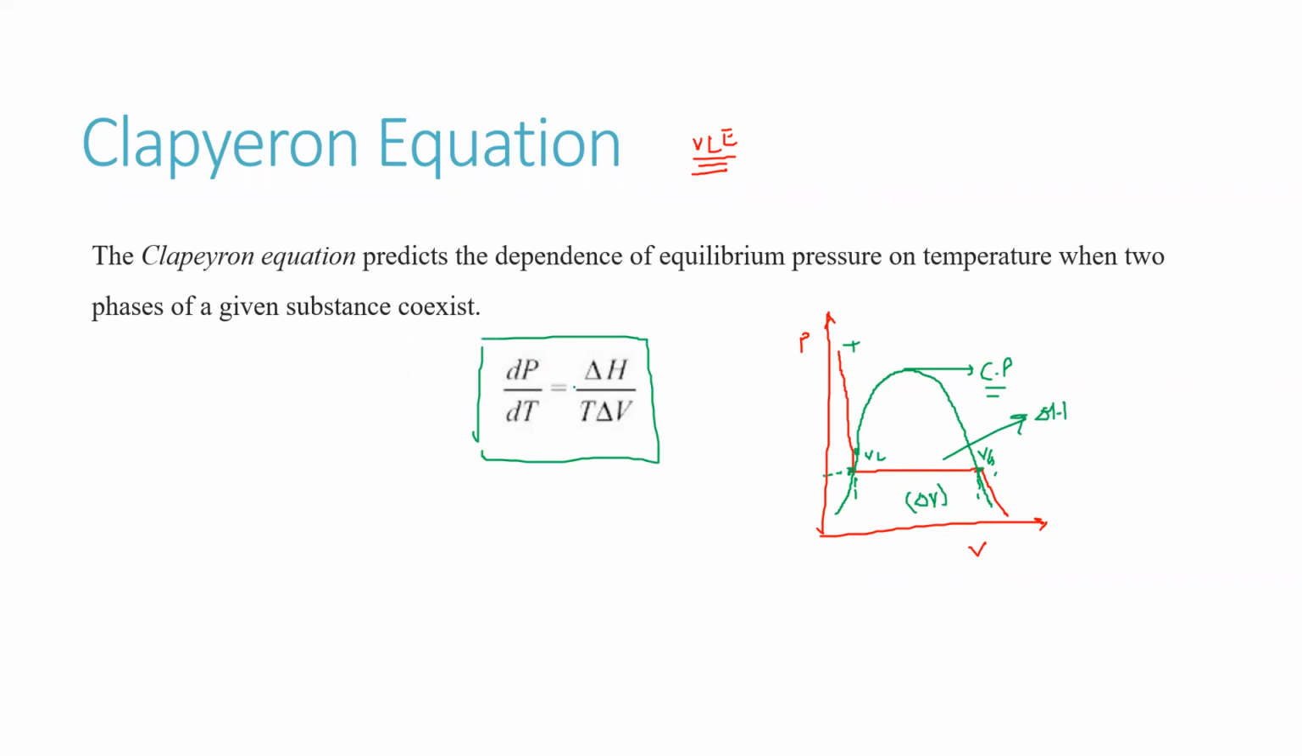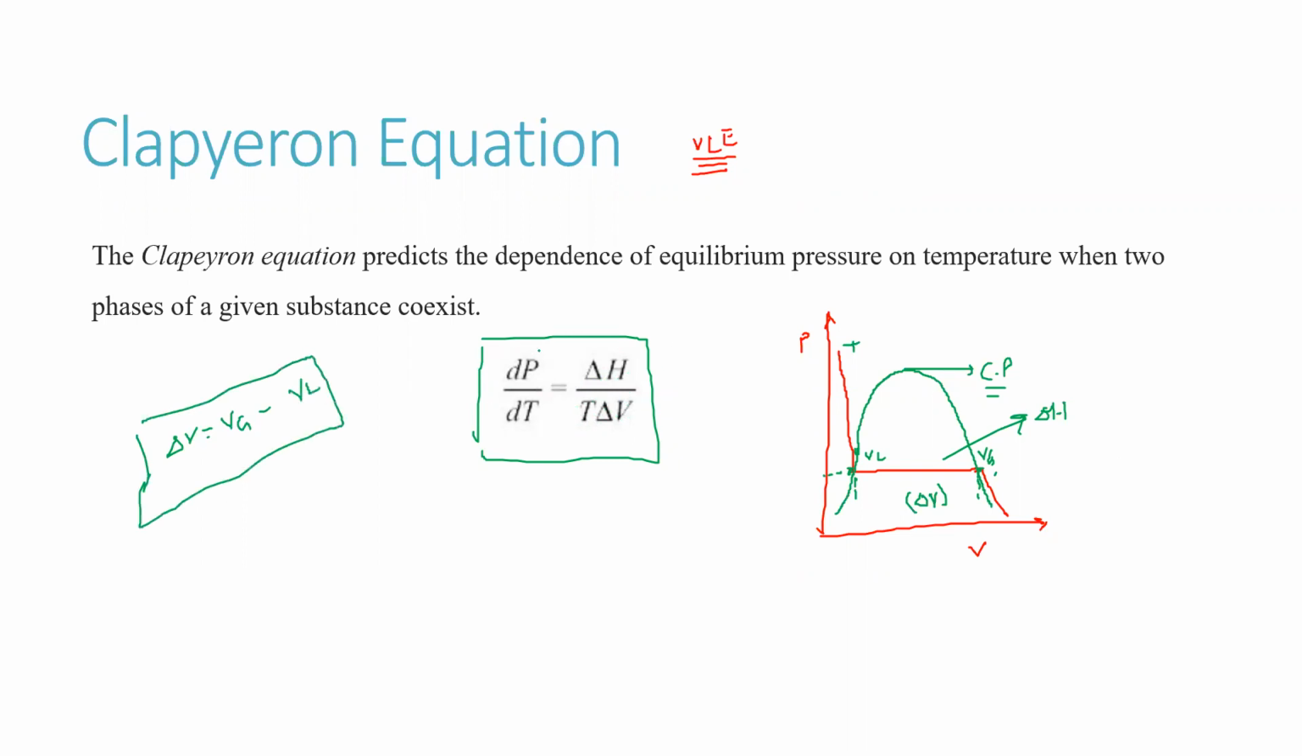So now the Clapeyron equation relates these quantities in this manner: dP by dT is equal to delta H by T delta V, where T is the temperature, the equilibrium temperature. Delta H is the enthalpy of vaporization at that particular temperature. Delta V is the change in volume during vaporization, that is, the gaseous volume minus liquid volume. All right, so this is what we have.